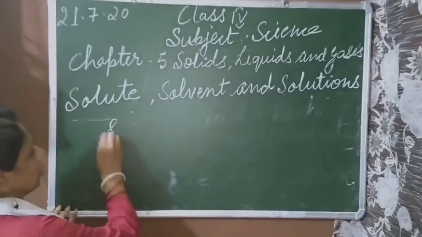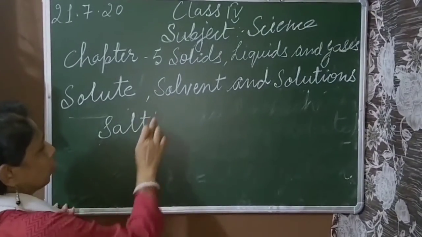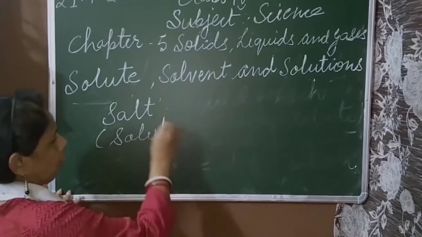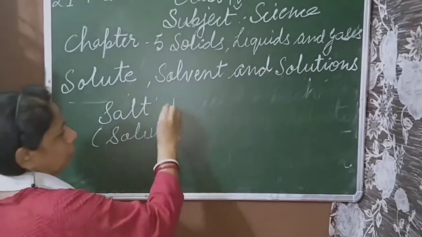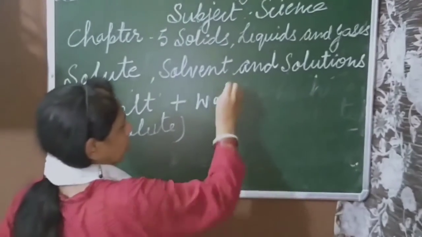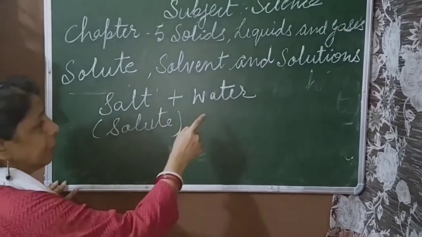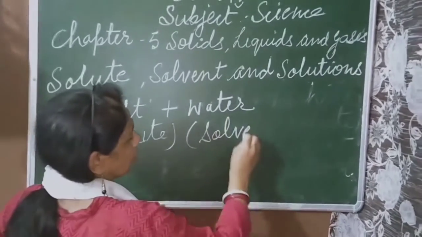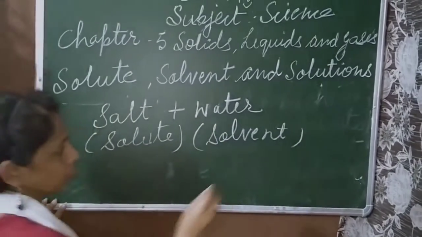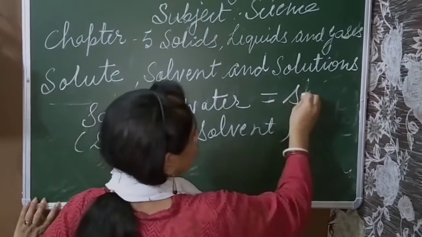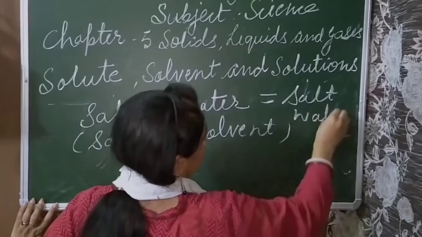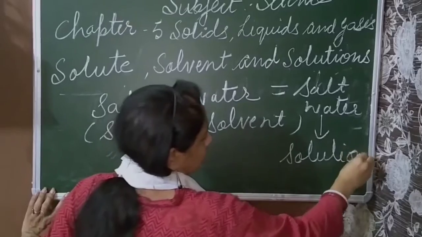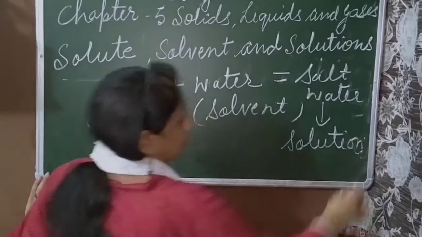Here, salt is called solute. Plus water, which means we add salt in the water. This water is solvent. What we get? Salt water. This is solution. Okay?